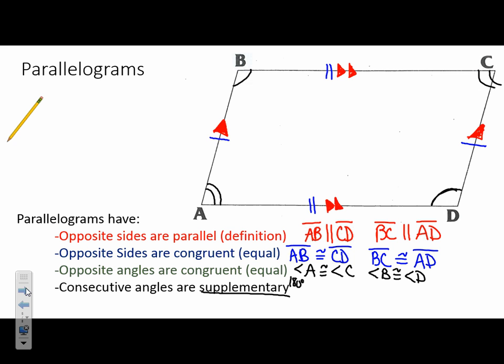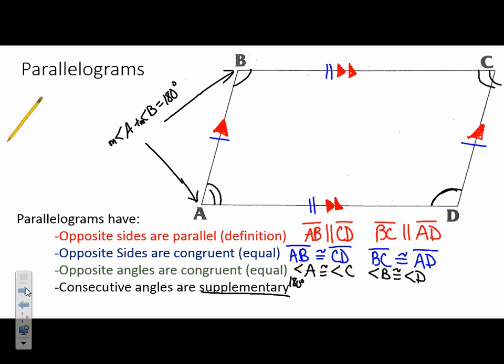So when I identify these on my picture, angle A and angle B will add together to make 180 degrees. I think I'm going to switch my arrow here. Angle A plus angle B makes 180. Whatever they are, the measures of those angles will make 180. That's one pair of consecutive angles, but there's more.